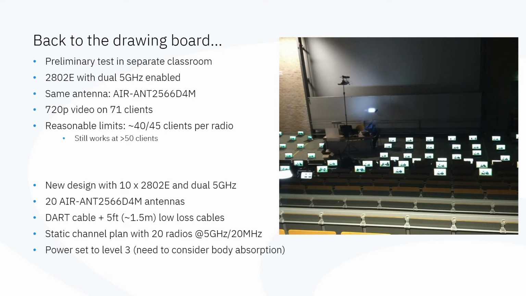So our new design was based on 10 access points using dual 5 gigahertz, which means that we basically have 20 channels, 20 separate radios for us to use. Again, with the same antenna, but we had to use a static channel plan with 5 gigahertz, 20 megahertz channels only.